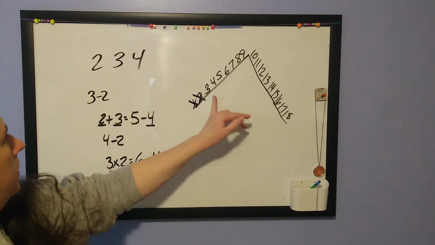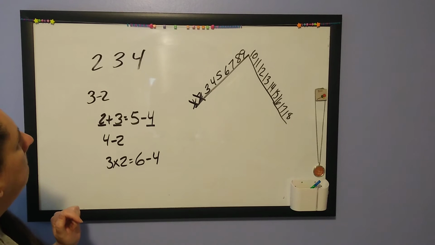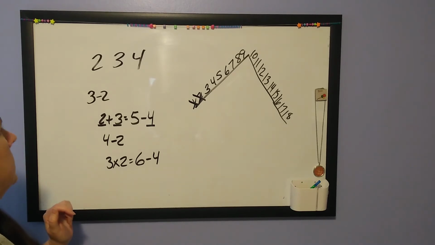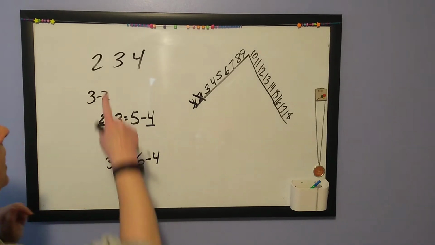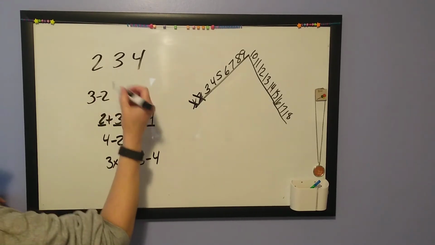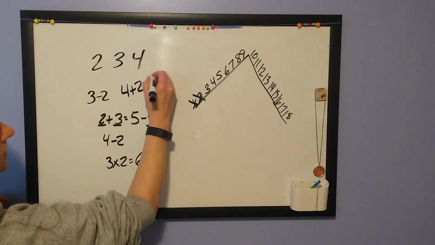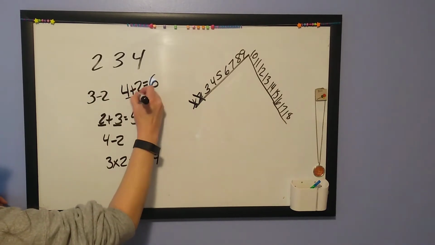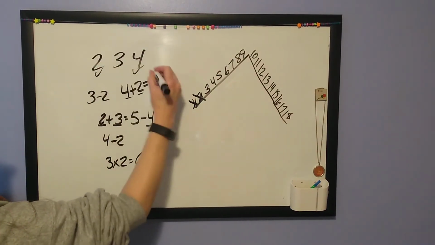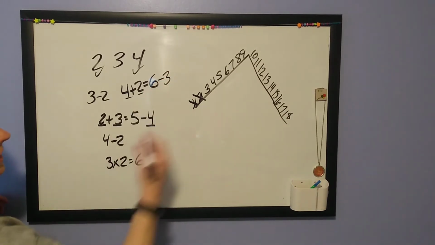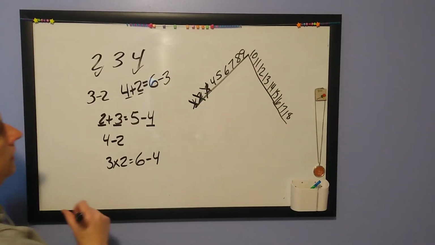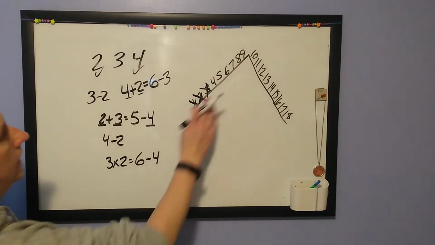Now, I'm going to see if I can create the number 3. I can do 4 plus 2, which equals 6. So I've used the 4 and I've used the 2, and now I'm going to minus 3, which equals 3. Can I make 4?